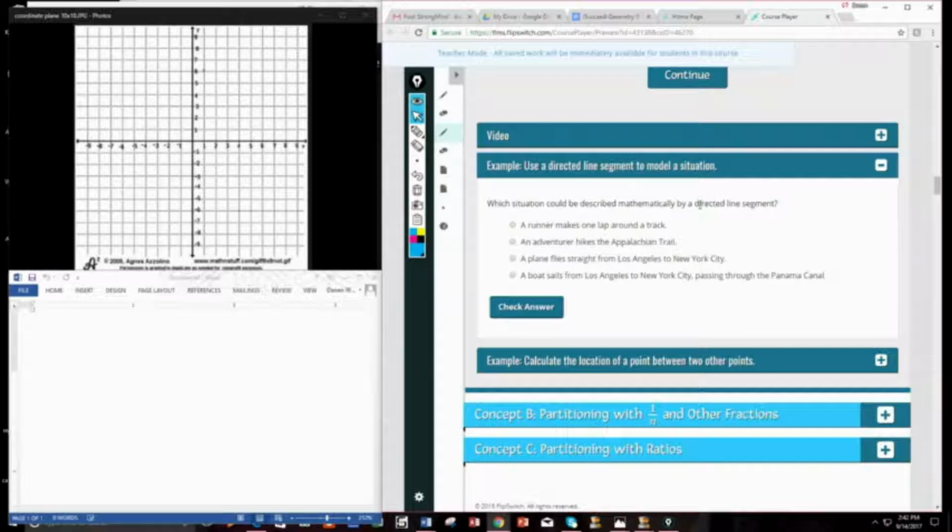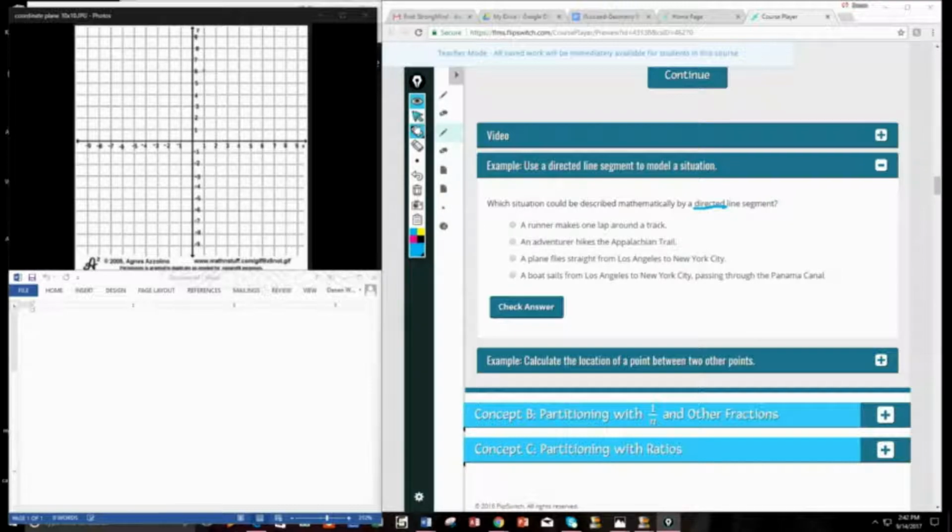Alright, a directed line segment needs to be directed, so having a direction, a starting and an ending point, and the line segment is a straight line. So your runner makes one lap around a track that's circular, and the starting and ending points are the same. So I'm not going to choose that one.